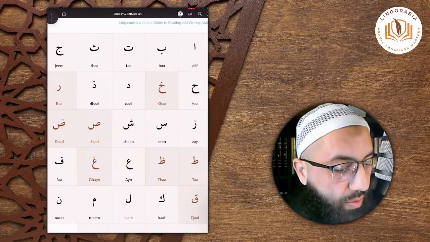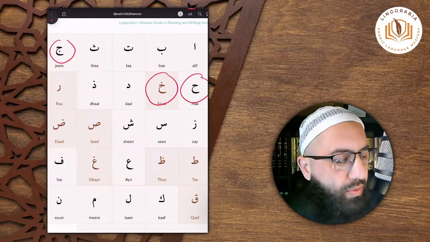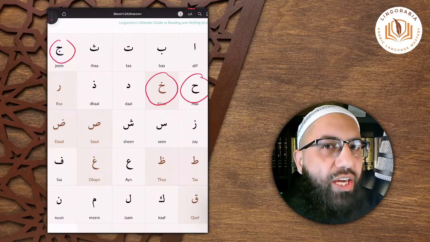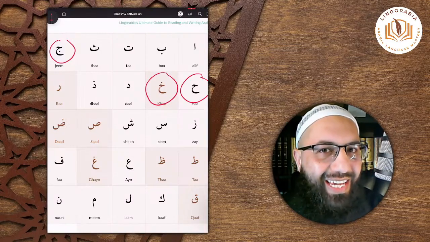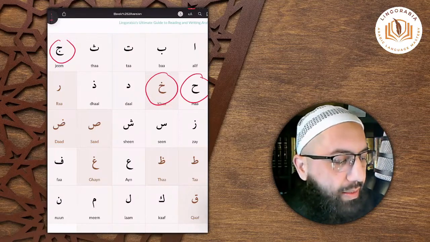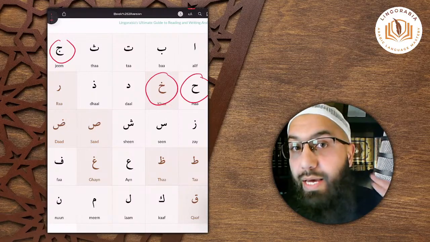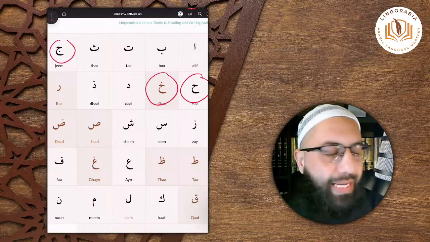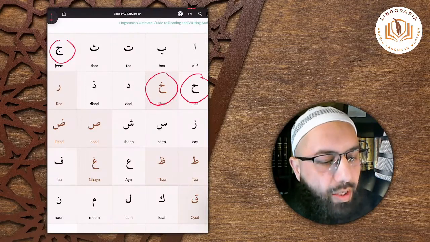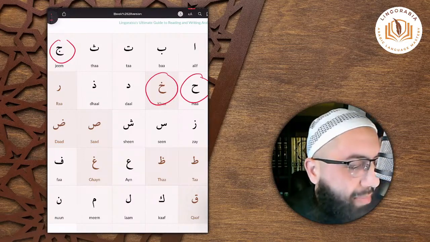So now we talked about the jim, the ha, and the kha. Okay? We talked about these 3. Now the jim, as I said, it's not jim. It is the jim, ja, not ja. Keep this in mind. And the second letter is the ha. It's not ha. It's from the middle of the throat, level of the Adam's apple. And then you got the kha, which is a heavy letter, not a light letter. So keep these points in mind, inshallah ta'ala.